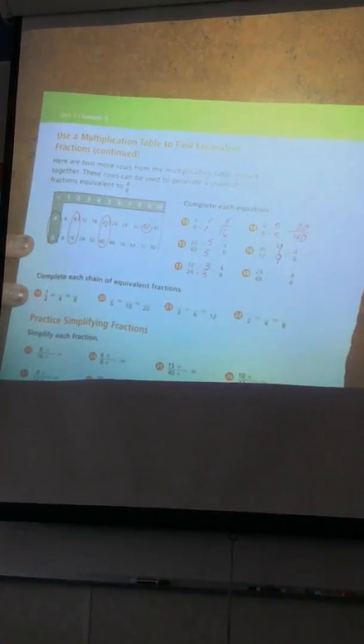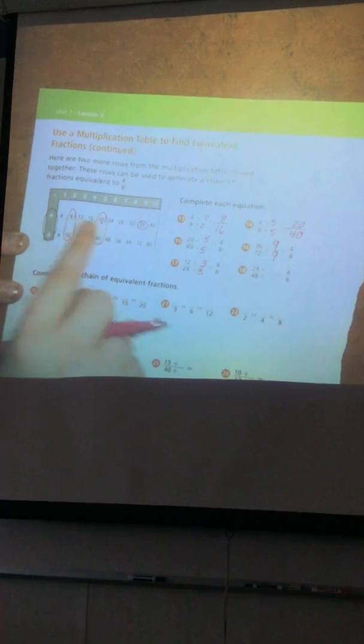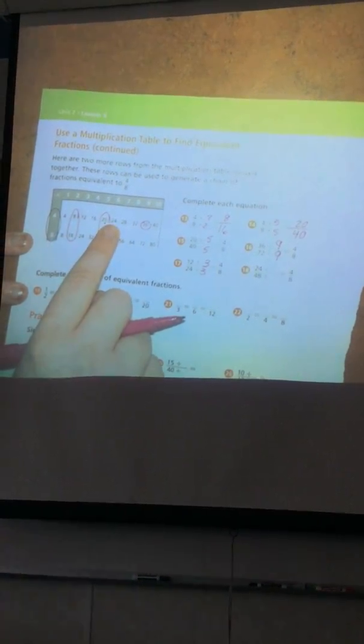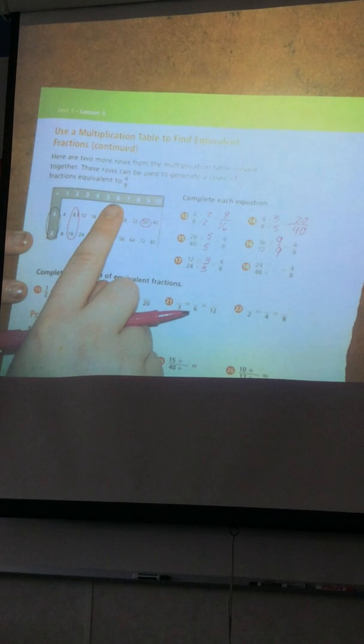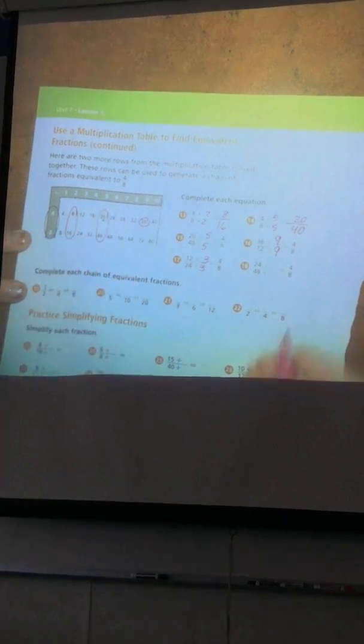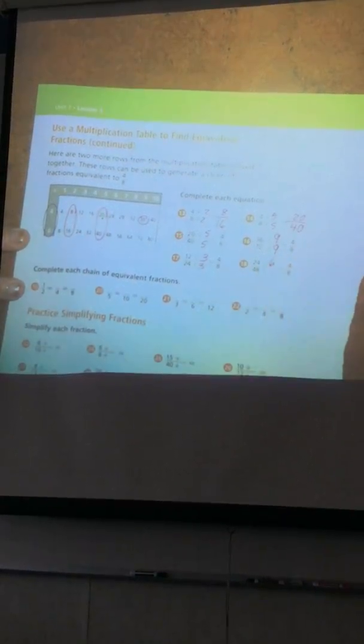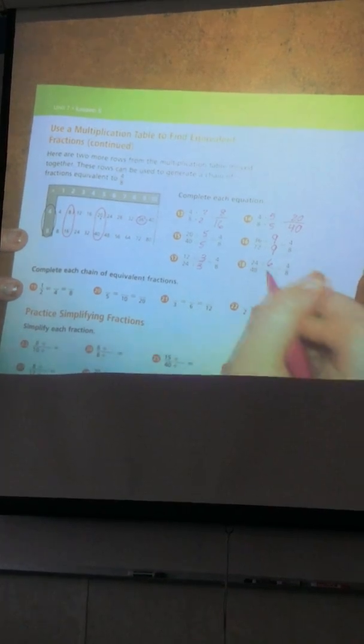Now let's try 24. So let's try to find 24 on our chart. And what number is right above it? It is a 6. So 24 divided by 6 equals 4. And 48 divided by 6 equals 8.